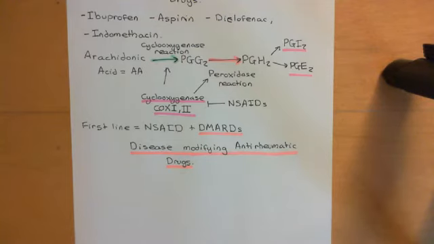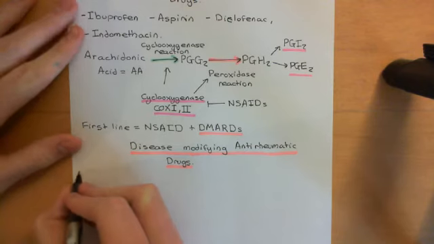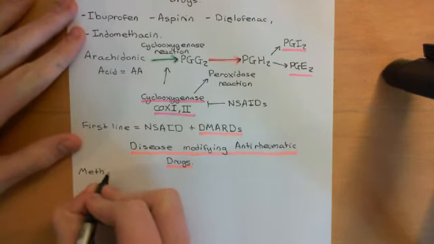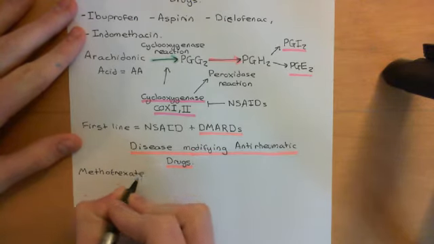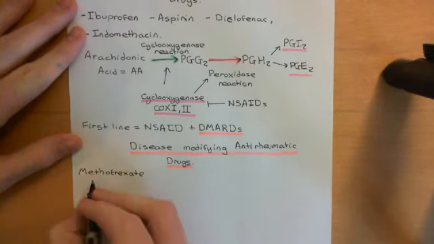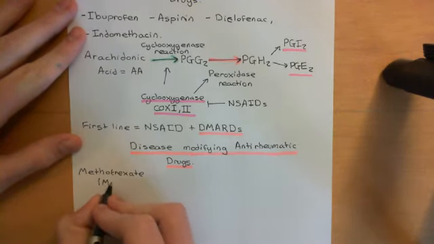Okay, so the first one that we are going to discuss is methotrexate, which is the most common one that is used. Methotrexate is really the first line treatment for rheumatoid arthritis. The way that it works is by producing immunosuppression, by stopping that autoimmune response that is actually driving the disease. Methotrexate for short is abbreviated to MTX.